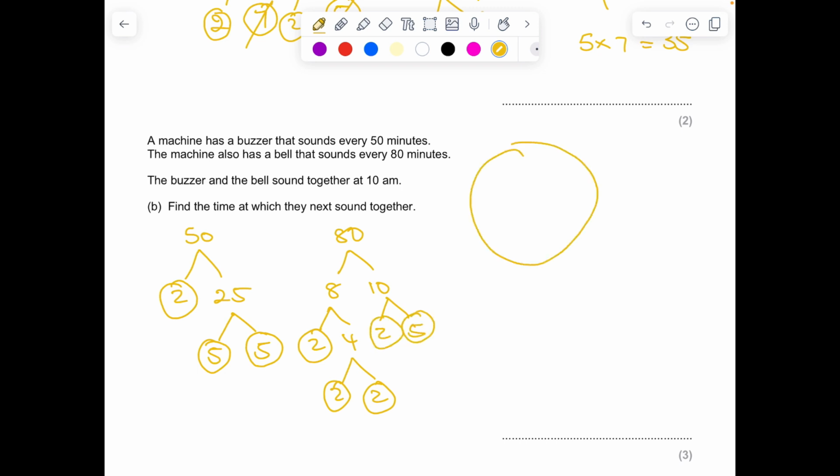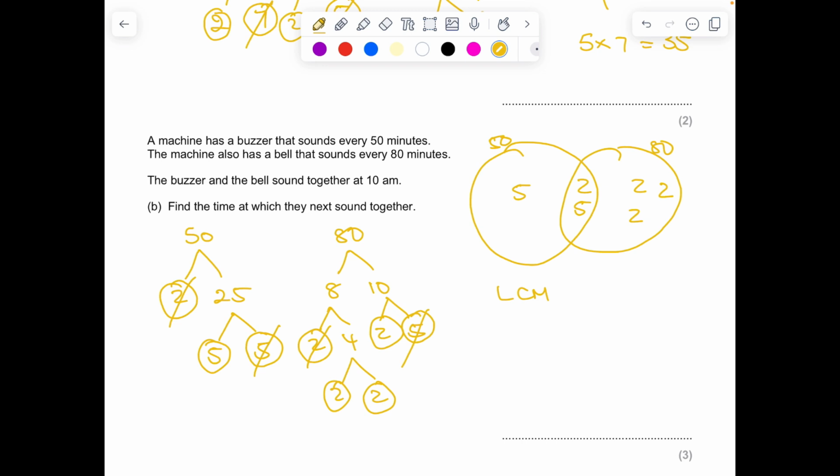So then let's get our Venn diagrams out. This is 50, this is 80. We've got a 2 that we can put in the middle. We've got a 5 that we can put in the middle. And that is it. So on this side, we've got 5. And on this side, we've got a 2 and a 2. And remember, 3 2s actually. And remember, the LCM is everything in the Venn diagram multiplied.